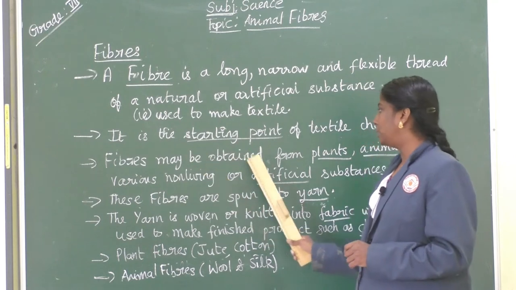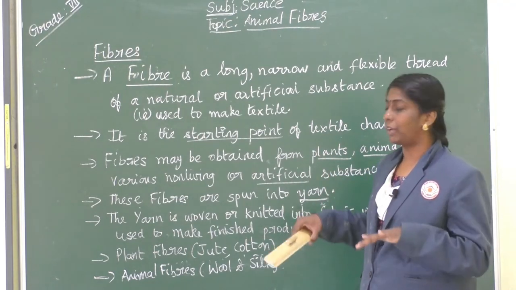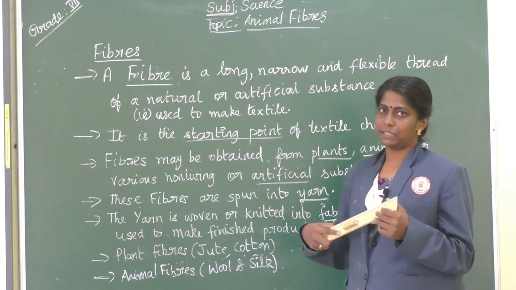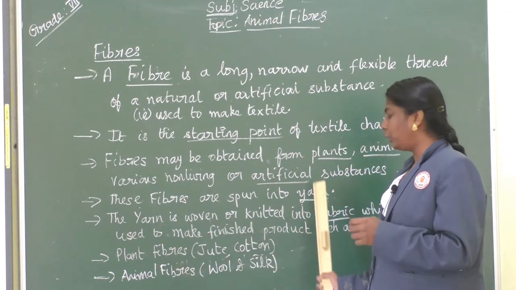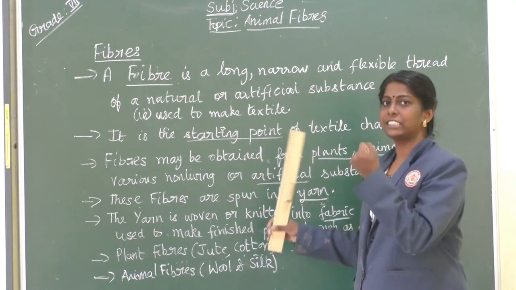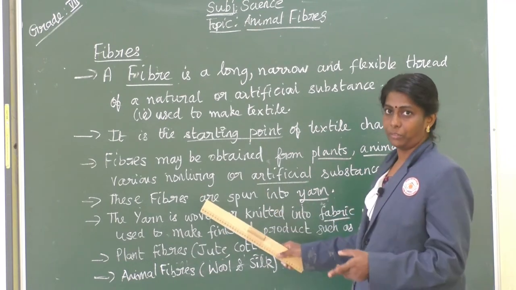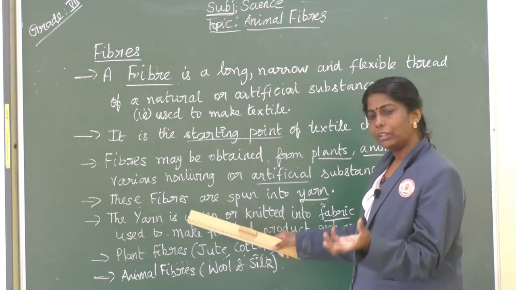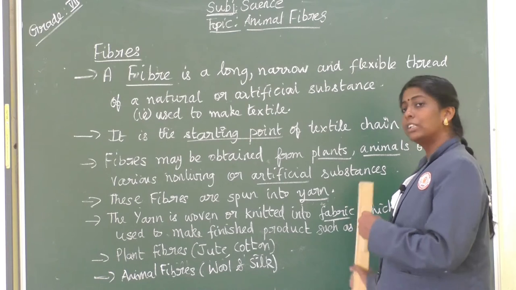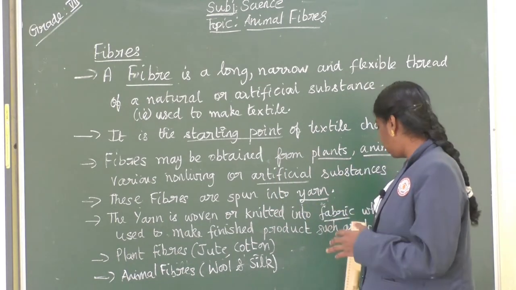Fibers may be obtained from plants, animals, or various non-living or artificial substances. These fibers are spun into yarn. The yarn is woven or knitted into fabric, which is then used to make finished products such as cloth and bags. So from the fabric we extend to any finished product like cloth and bags.